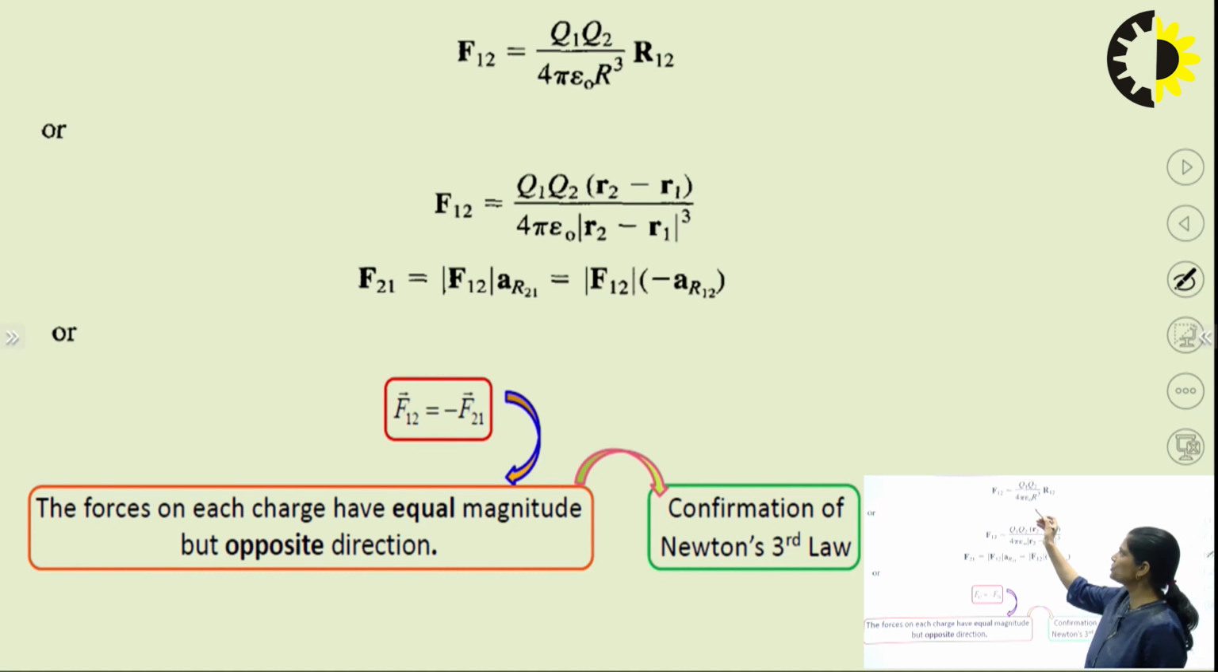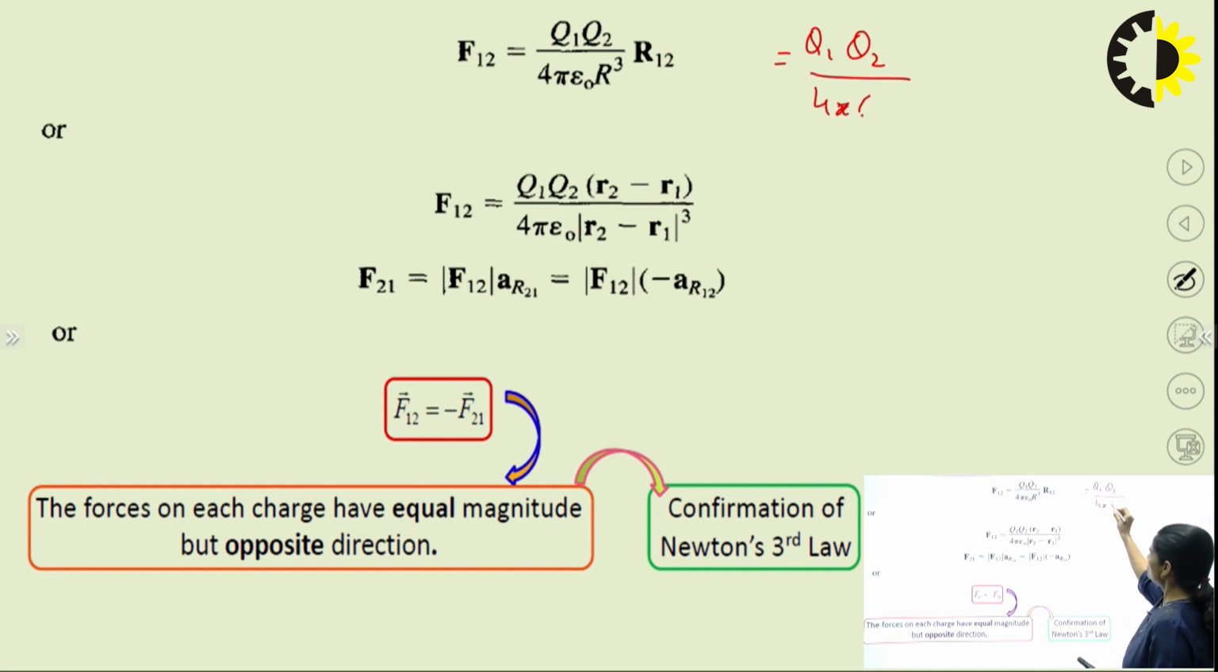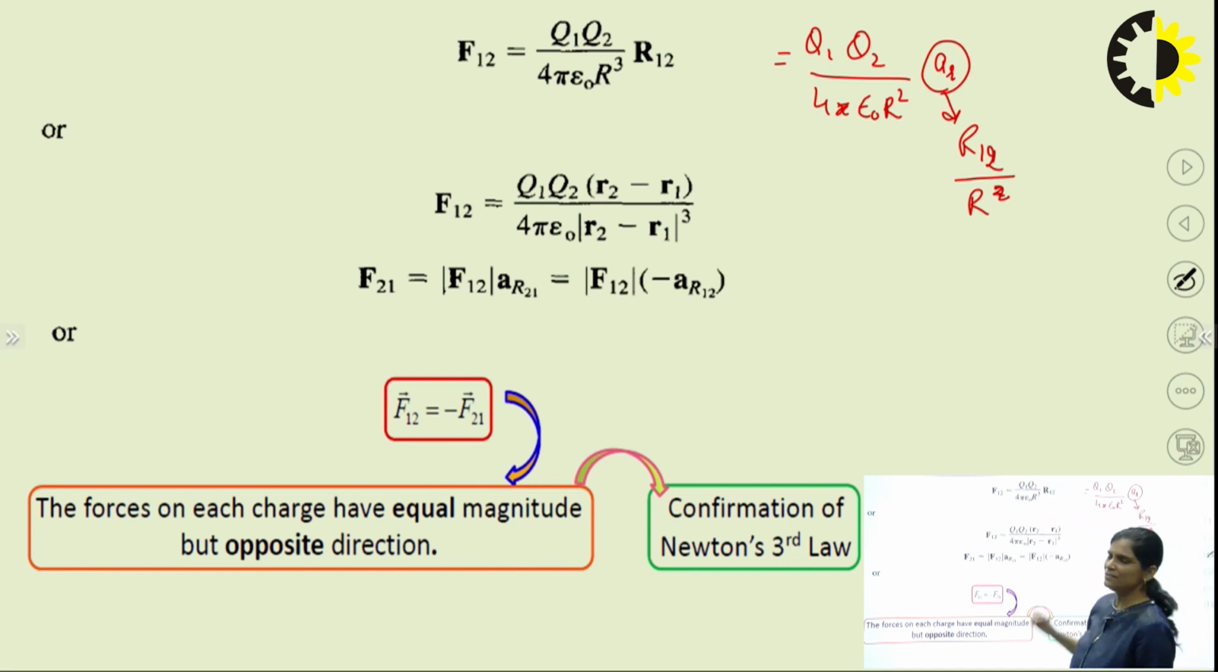Now F12 is found by putting in the previous values: Q1 Q2 upon 4 pi epsilon naught R cube into R12, while putting the value of the unit vector of R. So the unit vector of R is equal to R12 upon R. So you can write it like this: Q1 Q2 upon 4 pi epsilon naught and the unit vector of R, which is R12 upon R, and here R square. Multiply these values and you will get F12.